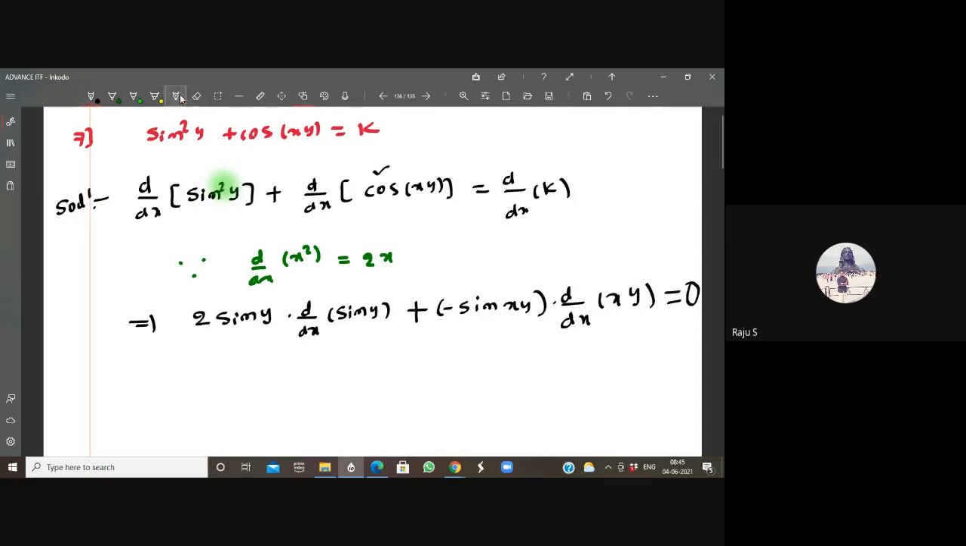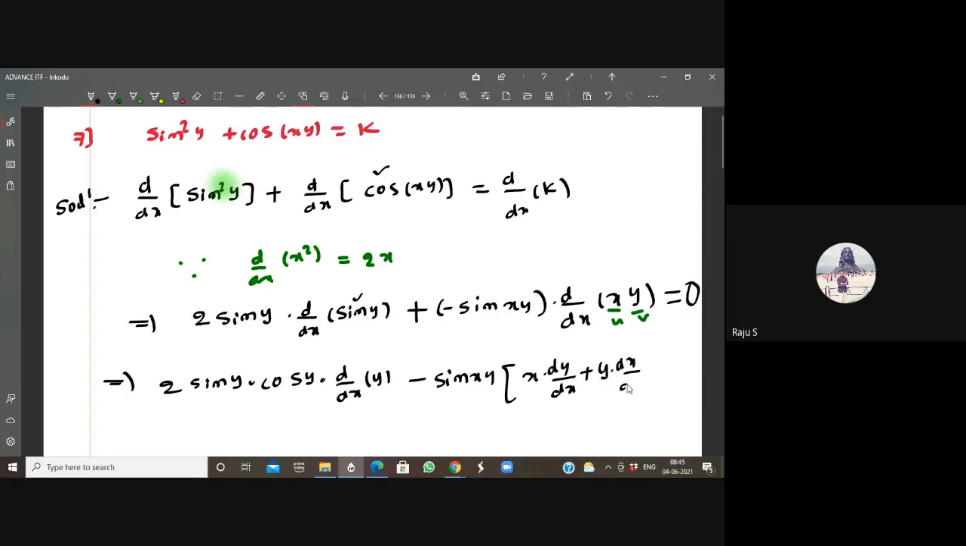Now, what to do here? Here we can apply the UV rule again. So finally, 2 sine y into the sine y derivative, which is cos y, again the derivative of y. See, the differentiation of sine y is cos y, d by dx of y, minus sine of xy. Then apply the UV rule: x into dy by dx plus y into dx by dx, that is 1.